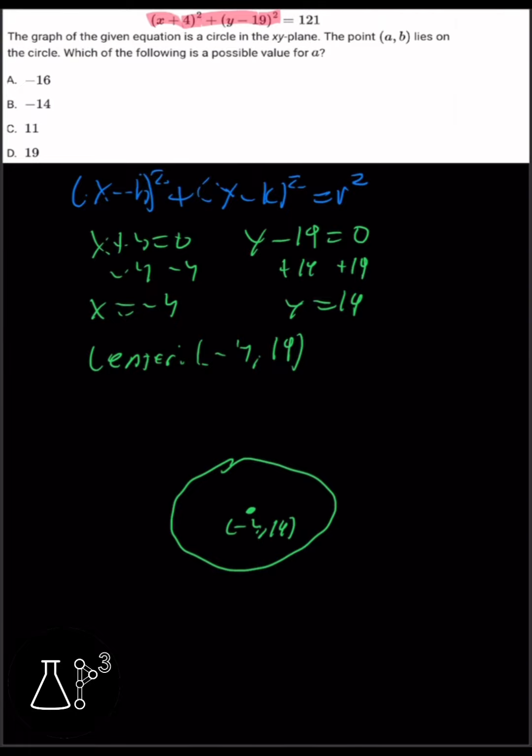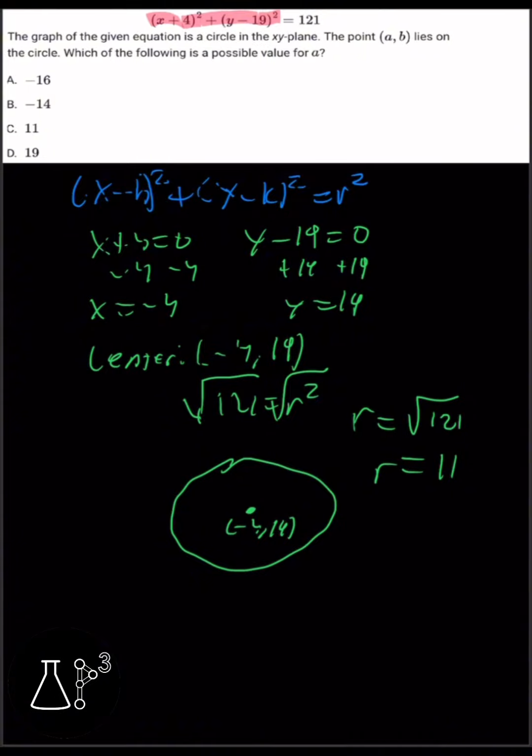To look for my radius, I just do 121 = r², and because r is our radius, I just do the square root on both sides, and I'm going to get r = √121, which equals 11. So r = 11.